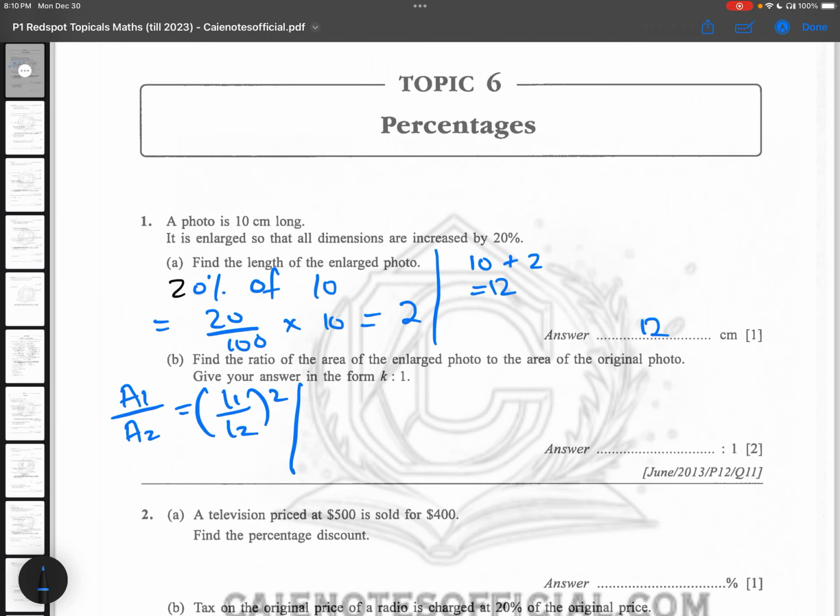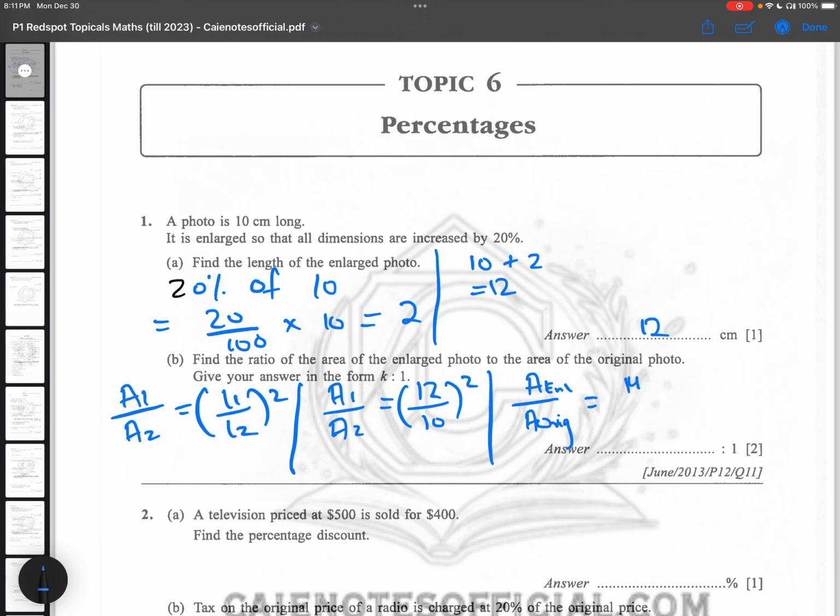So let's say that A1 is the area of the enlarged photo and A2 is the area of the original photo. Then L1 will be the length of the enlarged photo, that is 12, and 10 will be the length of the original photo. (12/10) whole square is equal to A1 upon A2. Let's say A enlarged and A original.